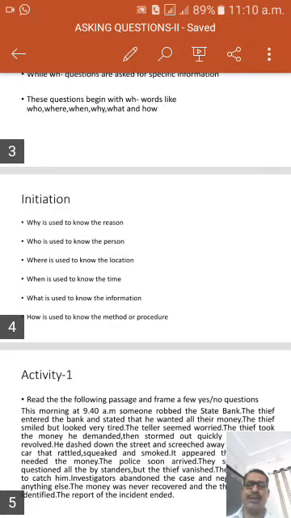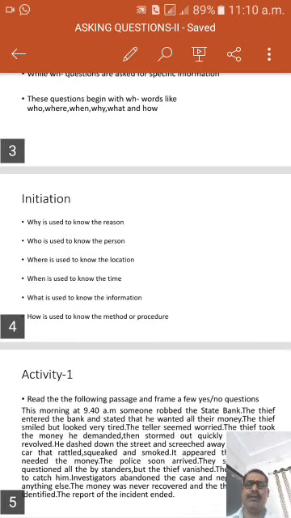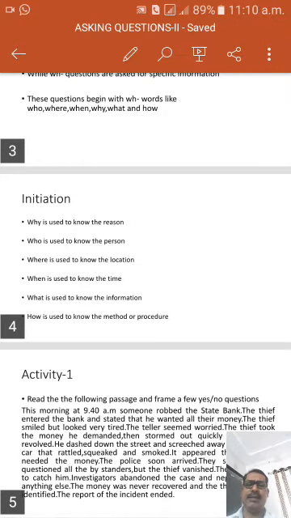Next, where is used to know the location. Where is your native place? Where did you keep the keys of my bike? So to know the location, we use where. When is used to know the time. To know the time, we use when. When did you come to college? When will you leave college? When did you complete your diploma? When did you complete your SSC? So in this way, when is used to know the time.